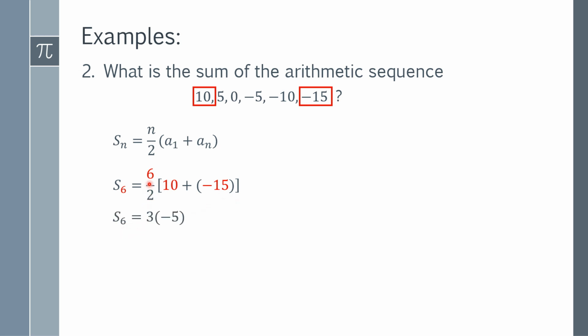Next, we have 6 divided by 2 is 3. 10 plus negative 15 is negative 5. So multiply 3 times negative 5, that is negative 15. So the sum of this sequence is negative 15.